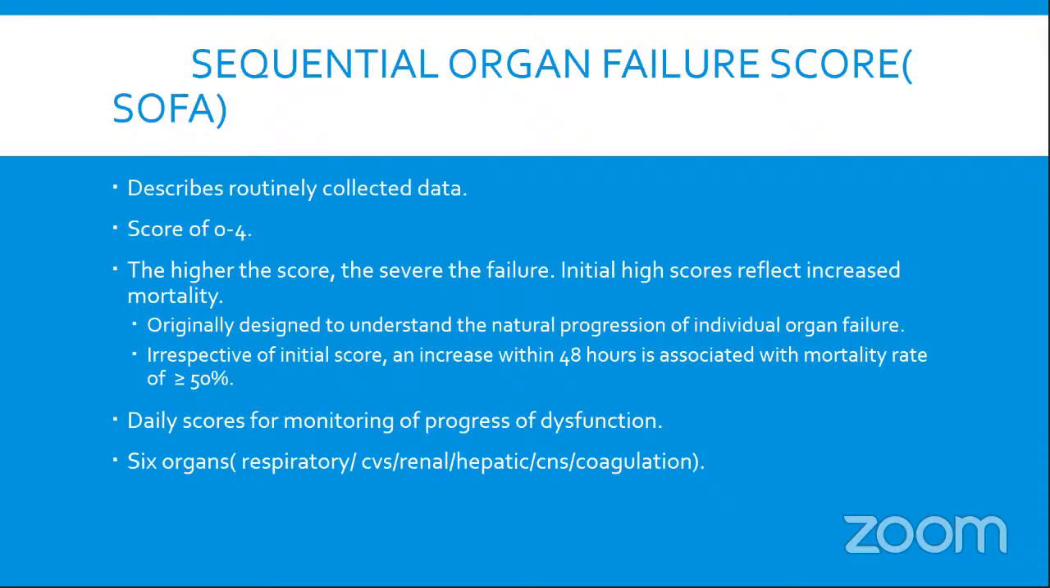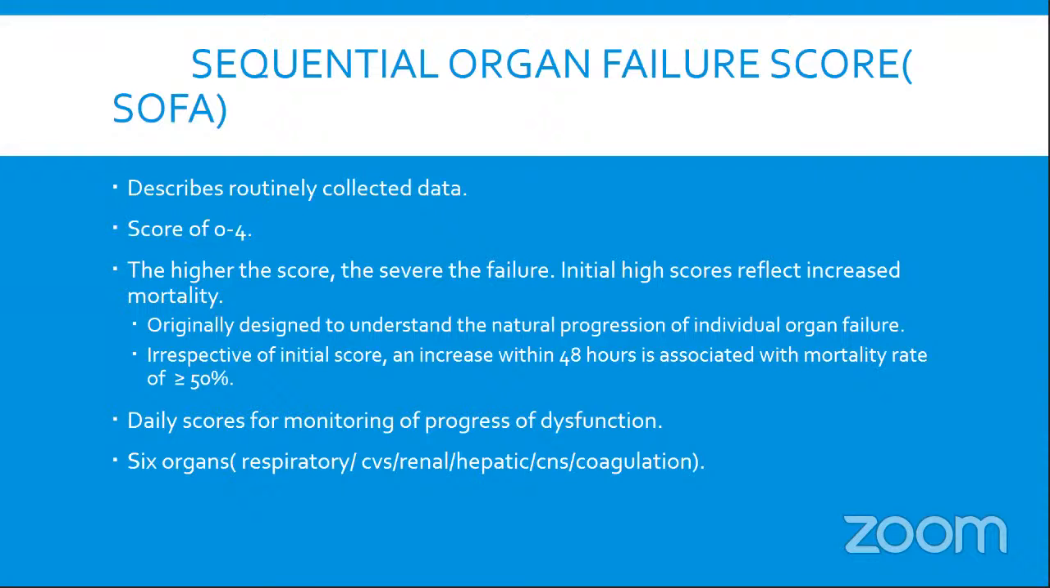Initially it was designed to look at the natural progression of individual organ failures, how an organ, like the respiratory system, deteriorates over time. If you look at the initial scoring system, an initial score within the first 24 hours that is very high shows that in the next 48 hours there could be a 50% mortality. The SOFA score is very useful. Six organ systems are assessed: respiratory, cardiovascular, renal, hepatic, CNS, and coagulation.